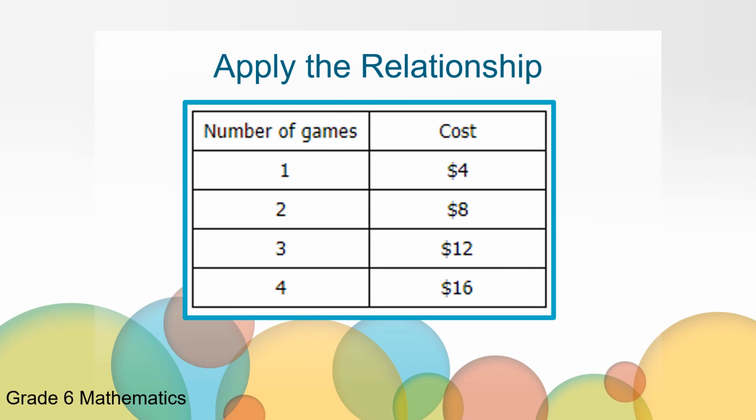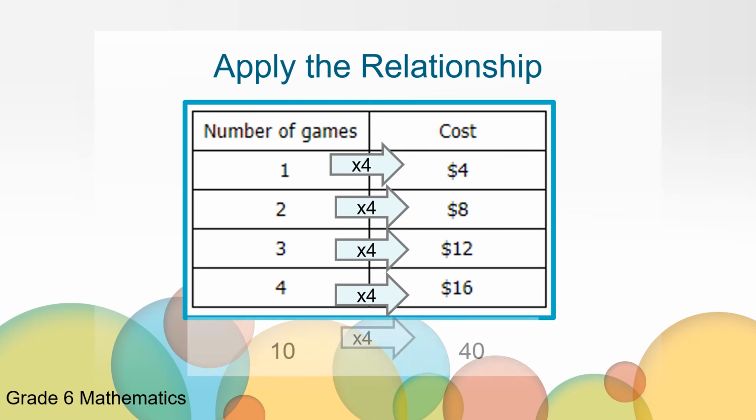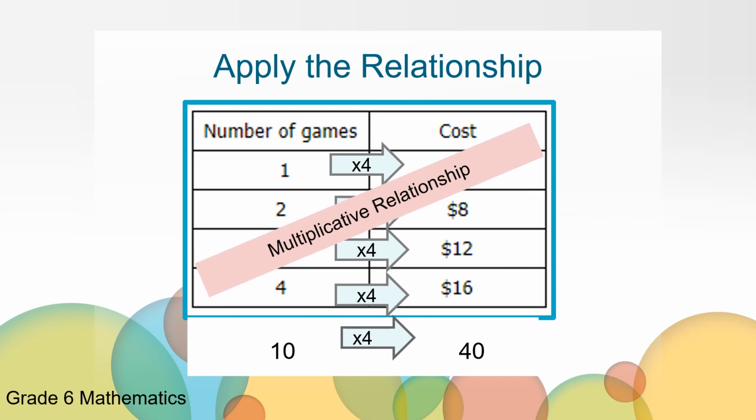We can multiply the number of games, 10, by $4 to find the cost, which will be $40. Remember, we call this a multiplicative relationship.